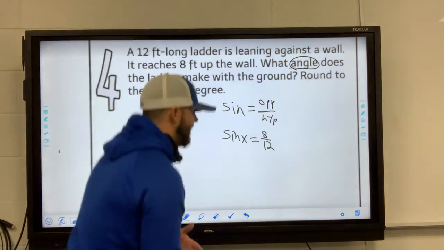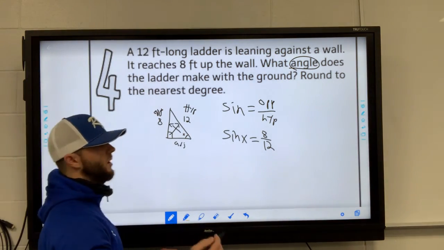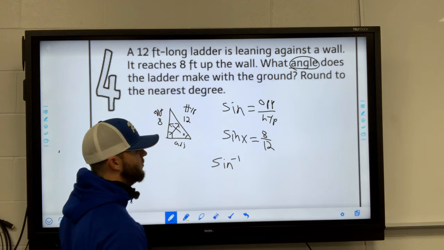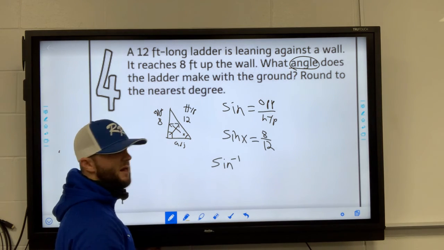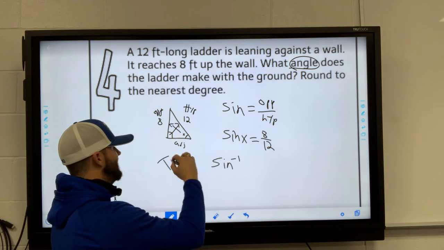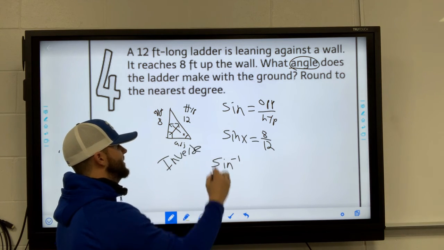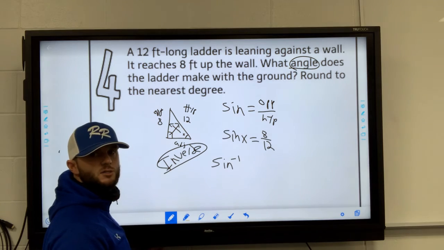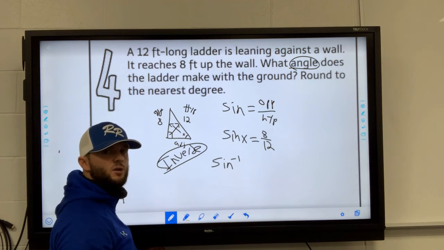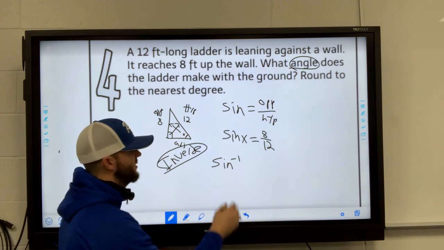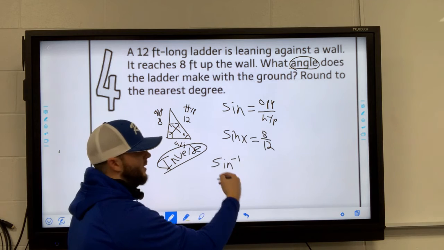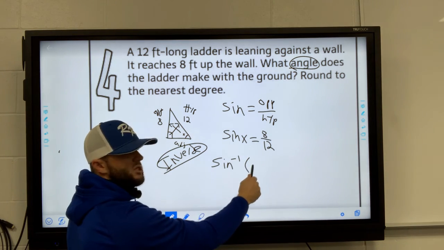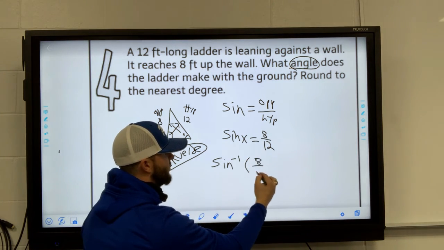So in your calculator or on your computer, this is what it's going to look like. You should see a sine with a -1 symbol up in the exponent area. This is known as inverse. So anytime you're trying to find the angle, you are going to be using the inverse. So you're going to click that button on your calculator or on your computer, the sine inverse right here. And then inside those parentheses, you're literally just going to put the ratio. So I'm going to put 8 over 12.